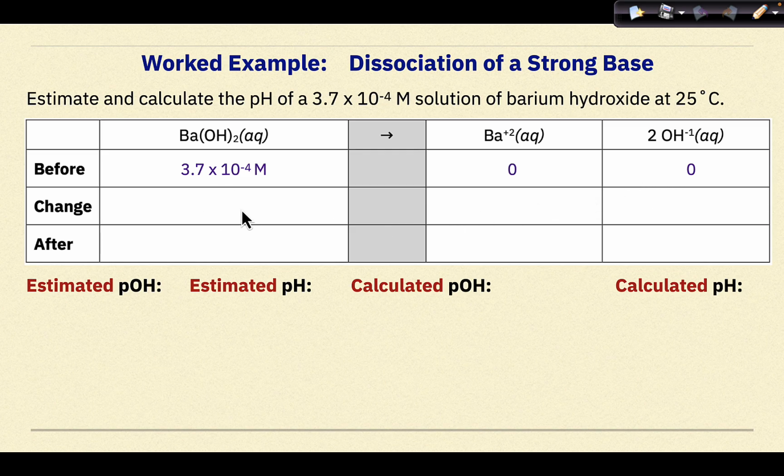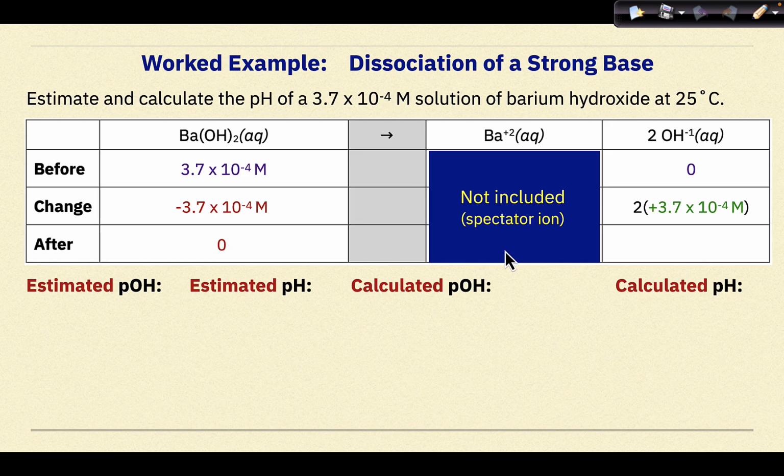As the barium hydroxide dissociates completely, we're going to have equal amounts of barium ions and hydroxide ions, except we need to note that the barium ions to hydroxide ions are in a 1:2 ratio, which is why this is 2 times 3.7 times 10 to the negative 4 molarity. When the barium hydroxide fully dissociates, no barium hydroxide will be left in solution. We're not going to consider the concentration of the barium ions in this problem, as the barium ions are spectators. And our final concentration of hydroxide ions is going to be 7.4 times 10 to the negative 4 molarity.